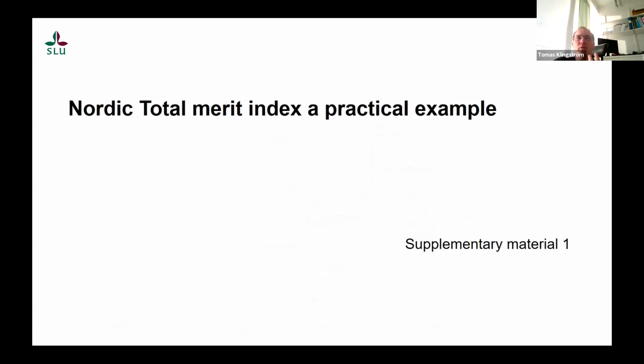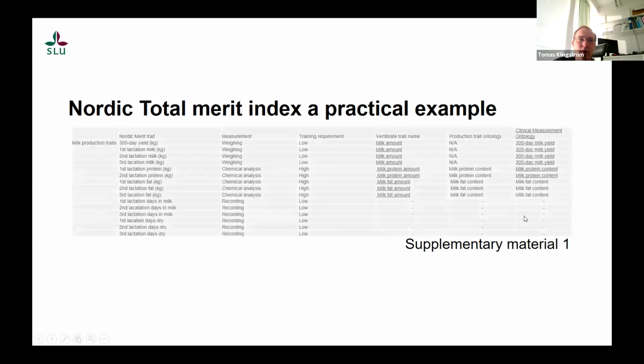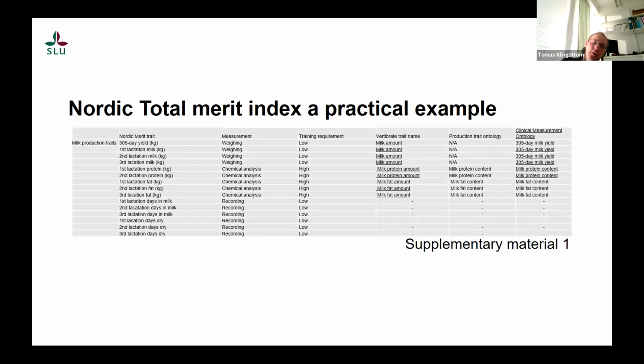And if we think about, okay, so we have a lot of different traits that we can in theory measure, then the question is, of course, what is actually measured? And I've been using the Nordic Total Merit Index as an example in the article. The Nordic Total Merit Index is something that has been under development for 100 years, pretty much. It is the index that defines which animals are the most economically valuable for the farmers. So 1 index point is equivalent to €1 more in income for the farmer. Or rather, €1 more in earnings.